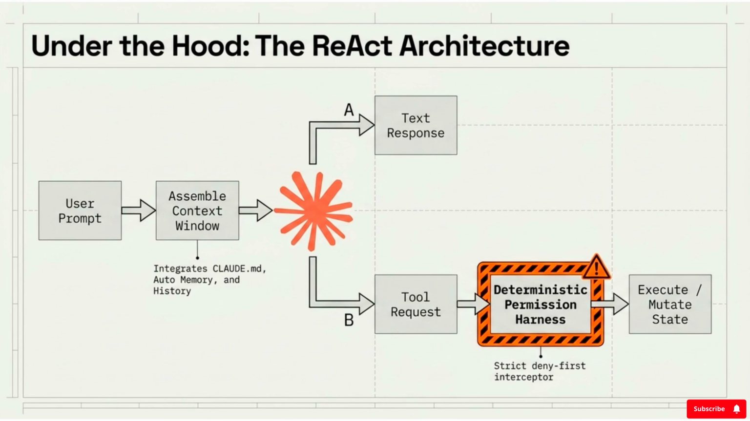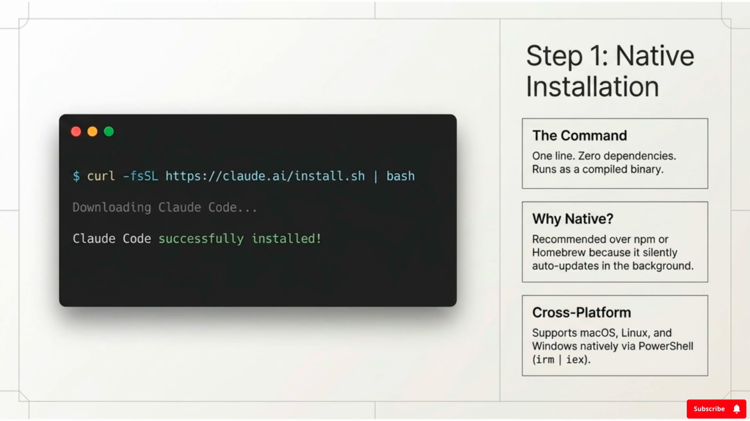Under the hood, the ReAct architecture processes user prompts by assembling a context window. This can lead to a text response or a tool request, which is handled by a deterministic permission harness before execution. Step 1 is native installation. You can install Claude Code with a single command. It is recommended for its silent auto-updates and cross-platform support.